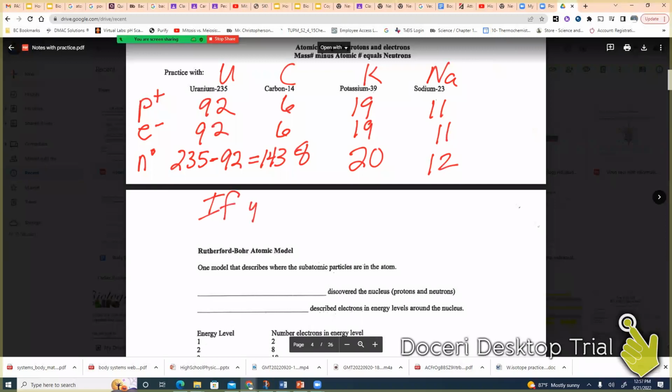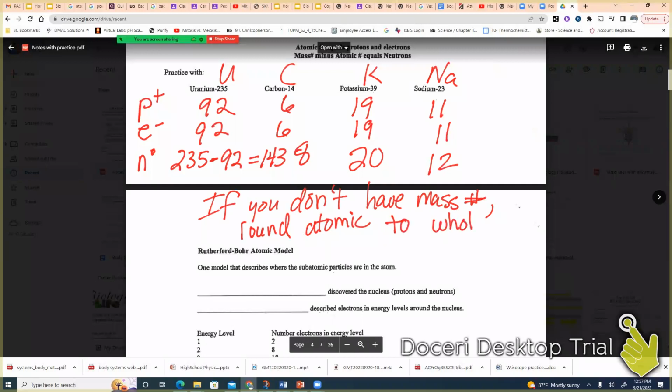Now, if for some reason you don't have the mass number, then you're going to have to round the atomic mass, which is what you see on the periodic table, to the closest whole number, and then you would use that. So for example, sodium, which is element number 11, if you weren't given the mass number, then you would round 22.989 to 23 and use it. But remember, when you're talking about these particles, you can't have half of a neutron, so it has to be a whole number.